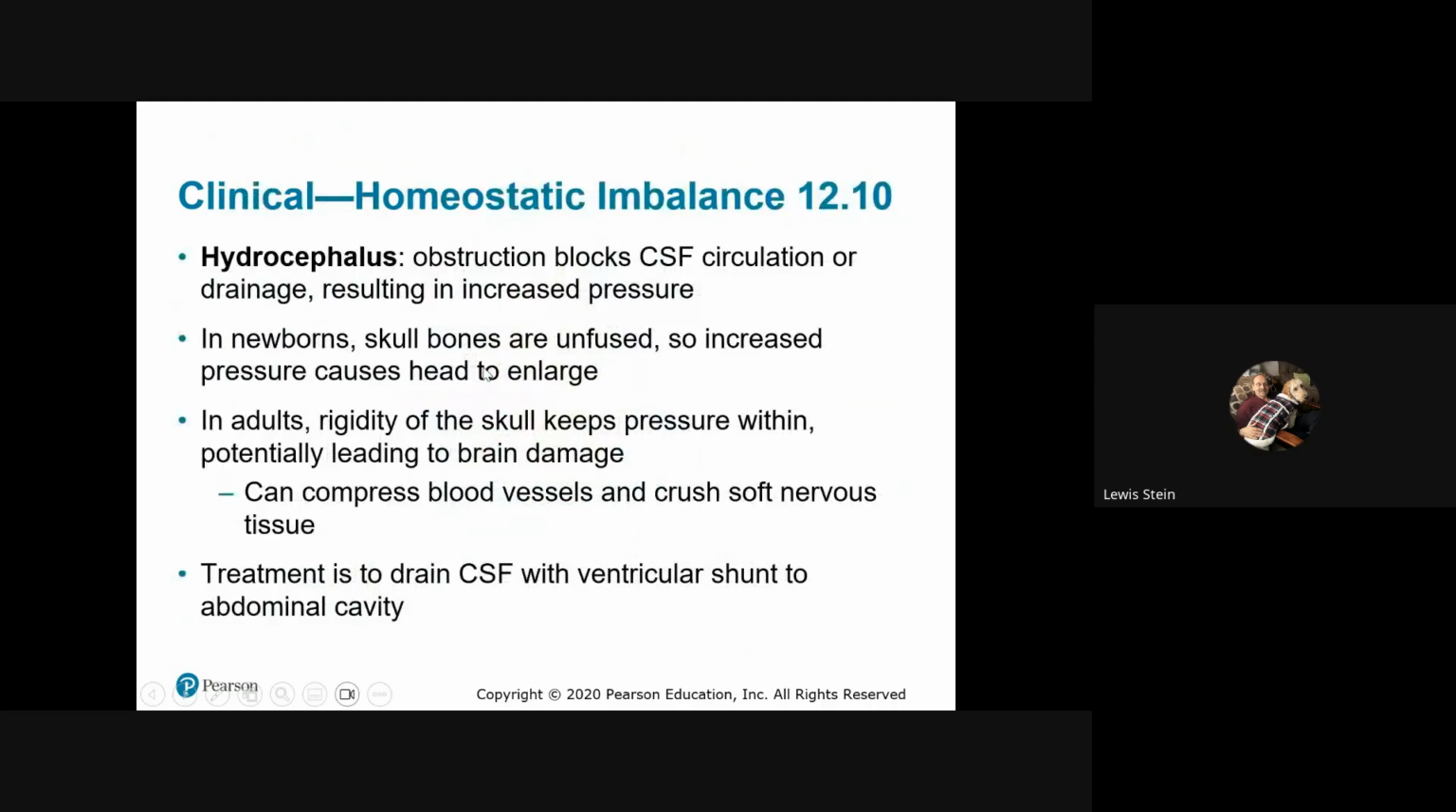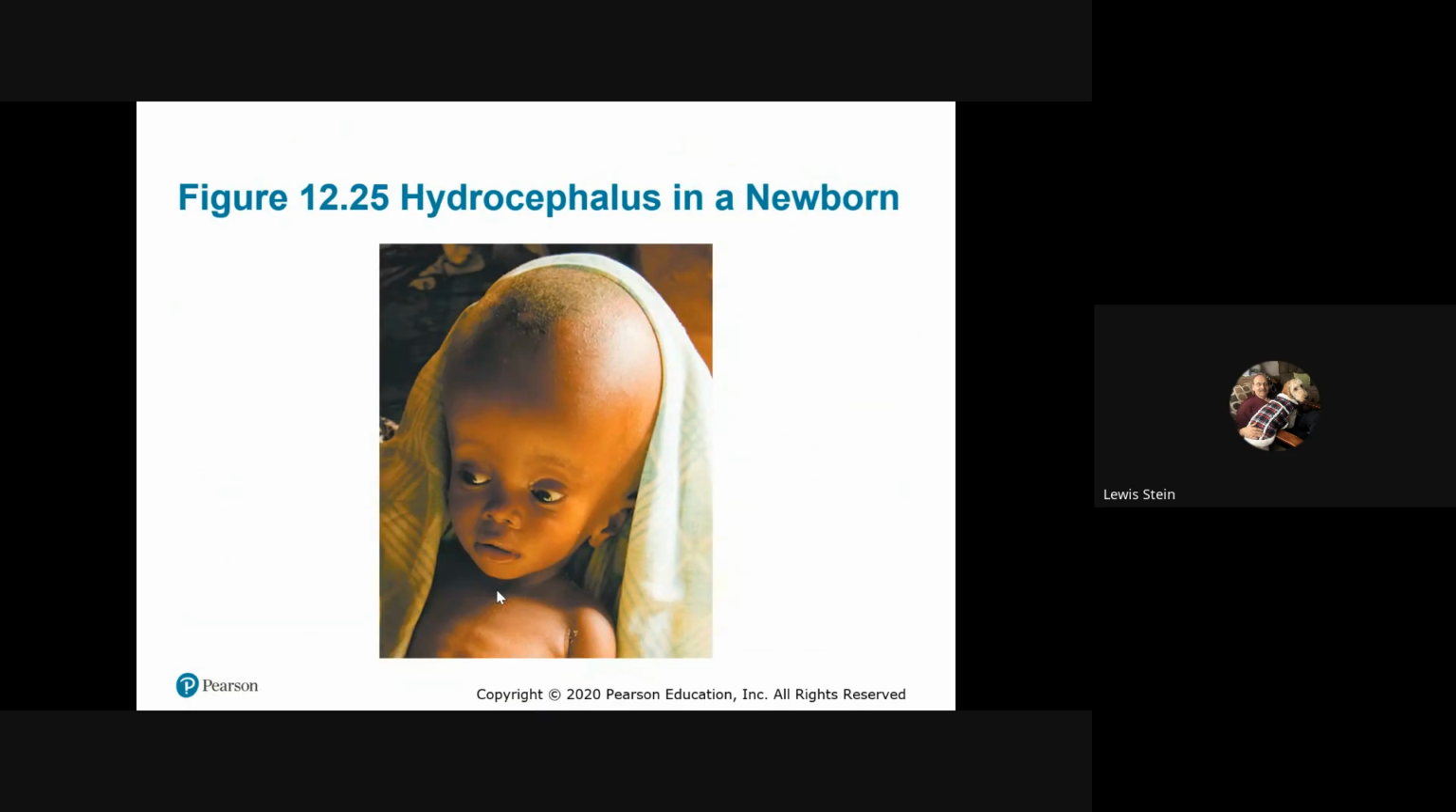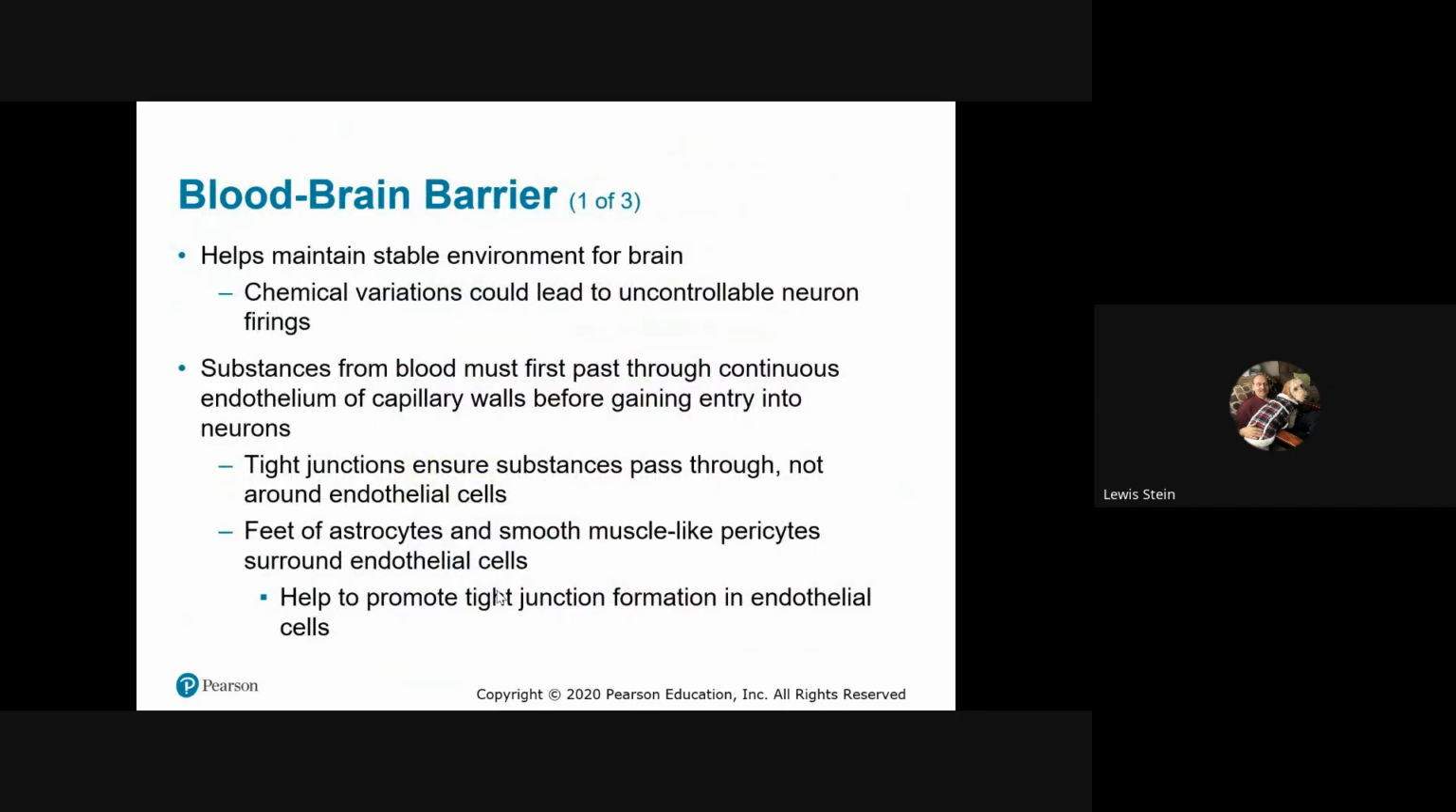Let me just show that. And this is what happens if it blocks that fluid circulation: significant damage. In newborns, basically the head enlarges, and you have to address that typically with a shunt. In adults, this is the problem. I mean, it's life-threatening, so you have to find a way to drain it, whether you have to put a shunt in an adult or just basically open a hole and let the fluid come out and hope it heals. That's hydrocephalus.